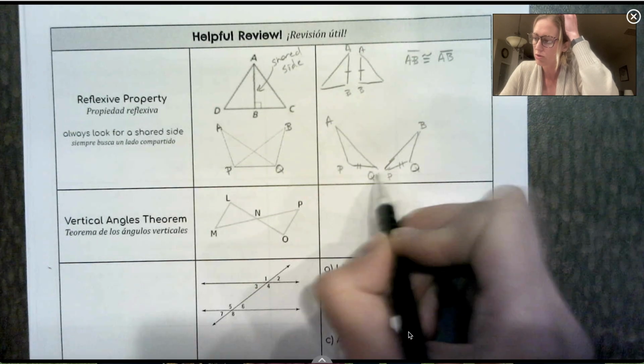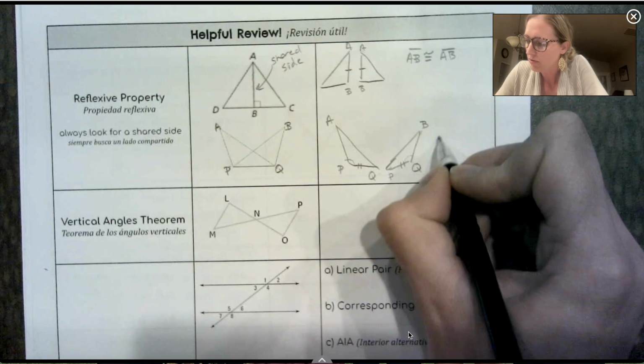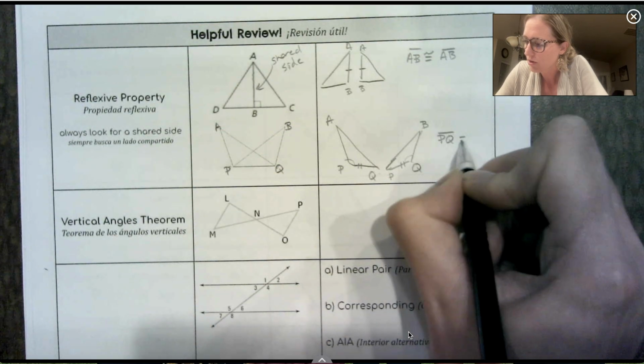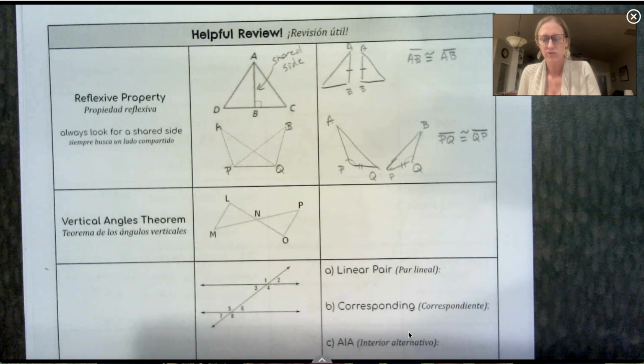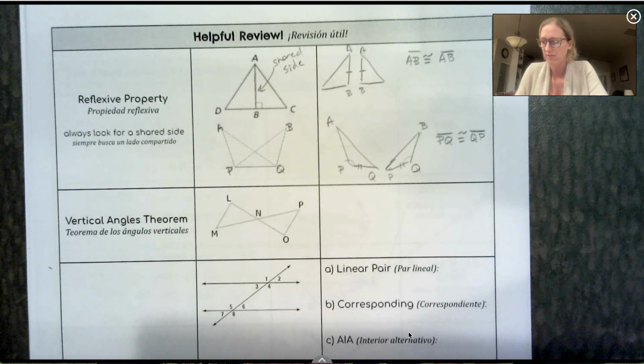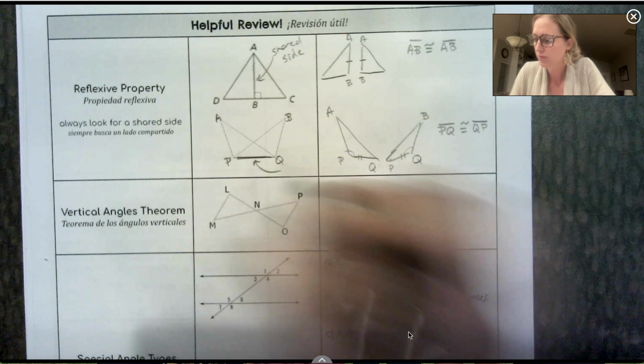Notice this one I do switch the order because this is the obtuse angle in this picture. So I would say PQ is congruent to QP. And that is also because of that reflexive property anytime I have a shared side. So this is the shared side right there, okay?